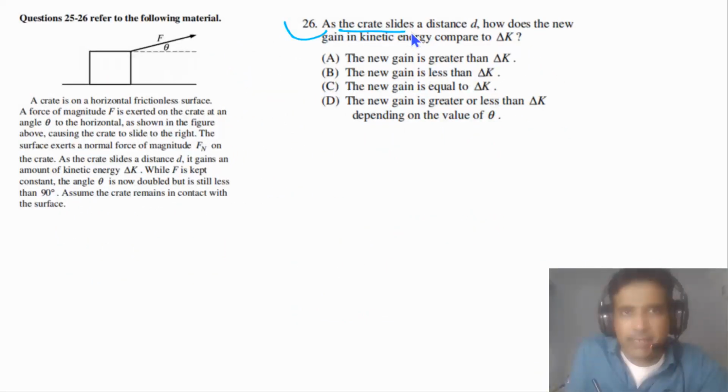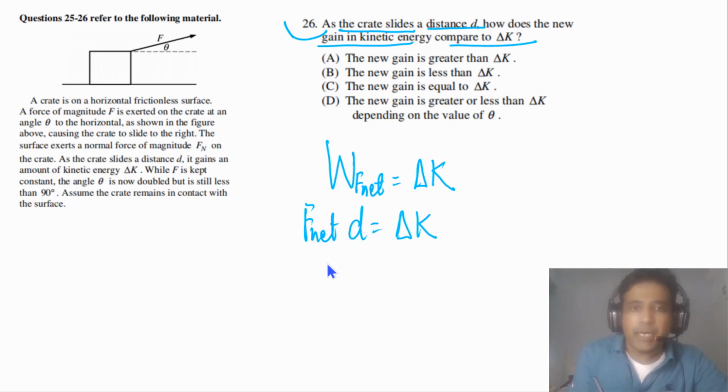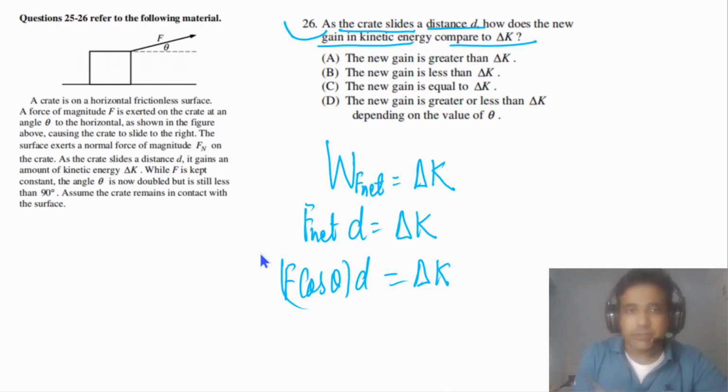Question 26 says, as the crate slides a distance d, how does the new gain in kinetic energy compare to delta K? This question is simply based on the work-energy theorem. So we can write down work done by the net force, F net, is equal to change in kinetic energy, and F net we can again rewrite, F net times d is equal to delta K. F net in this case is equal to F cosine theta times d, and this is equal to delta K. As the angle increases in this case, we can write down angle increases.